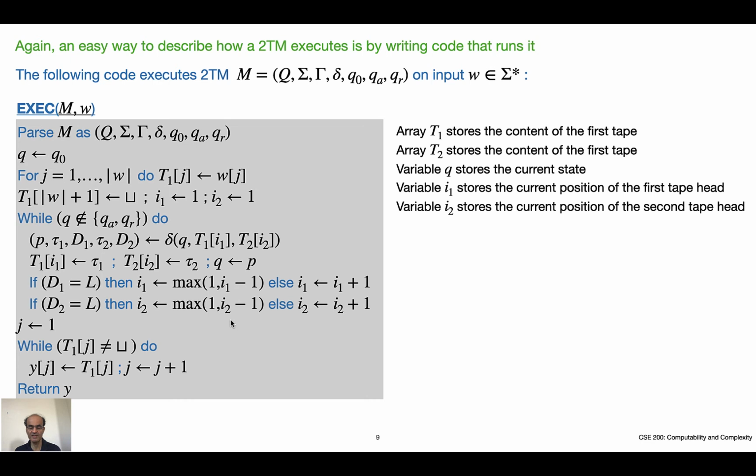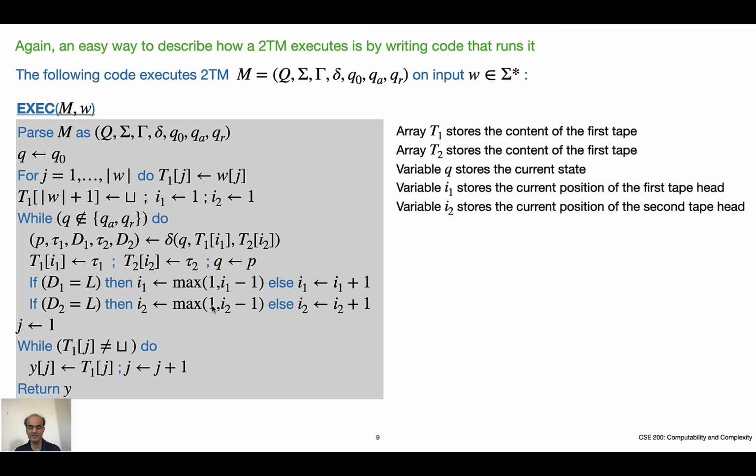Well, the head positions are just these integers. Moving right means doing a +1 to the integer, and moving left is doing a -1. That's all there is. So if the direction to move is left for the first tape head, I want to set I1 to be I1 - 1, and otherwise, meaning it's right, to be +1. And exactly the same for the second tape head, where the direction told to move is D2.